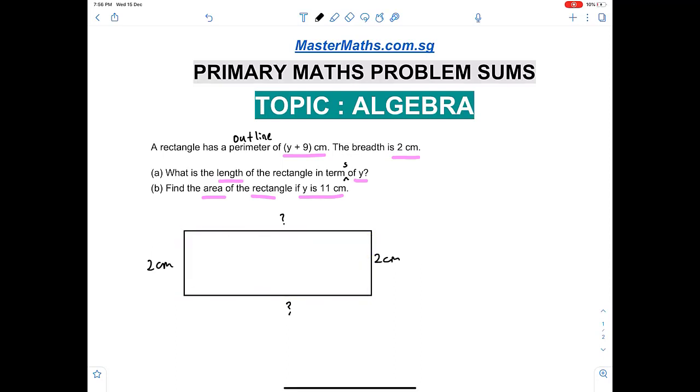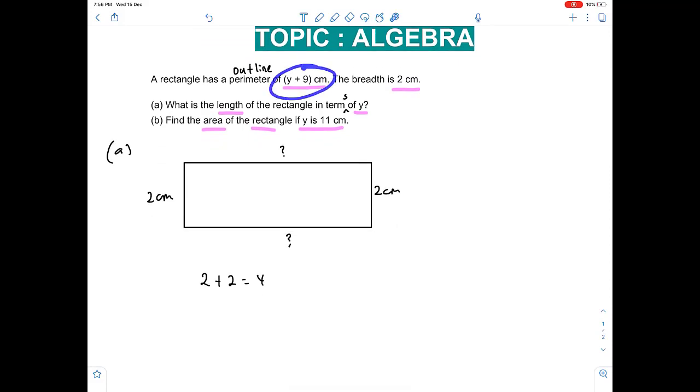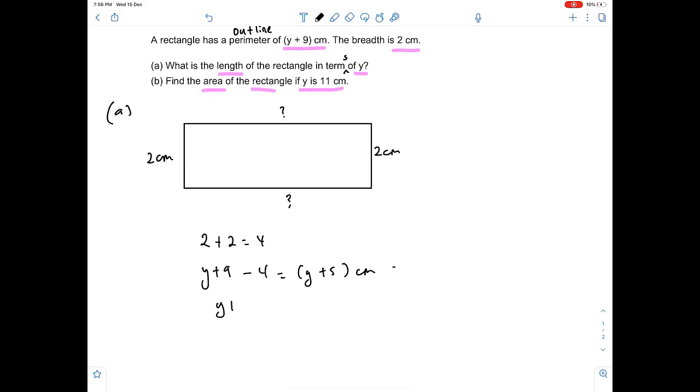That's y plus 9. So for part A, what we can do is to add up the breadth first, which is 4 cm. And then we take the perimeter minus this 4 cm so that we can get 2 lengths. Okay, so y plus 9 minus 4, there will be y plus 5 centimeter. And this represents twice of the length. So you just want to find one length. Y plus 5 over 2 centimeter. This is the answer for the length of this rectangle.